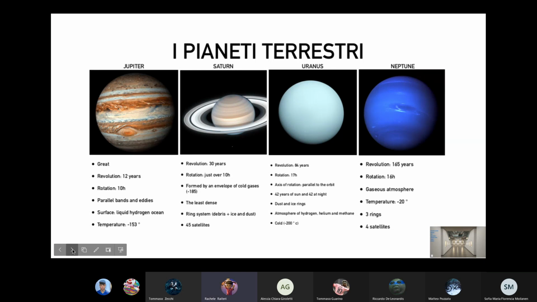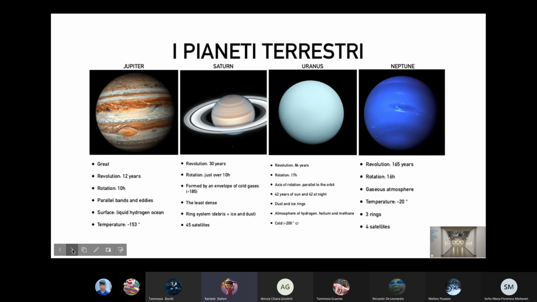It has a ring system made up of debris, ice, and dust, and it has 45 satellites. Uranus has a revolution of 84 years and a rotation of 17 hours. It is a really cold planet, at minus 200 degrees Celsius, and it has an axis of rotation parallel to the orbit. This causes 42 years of sun and 42 years of night.